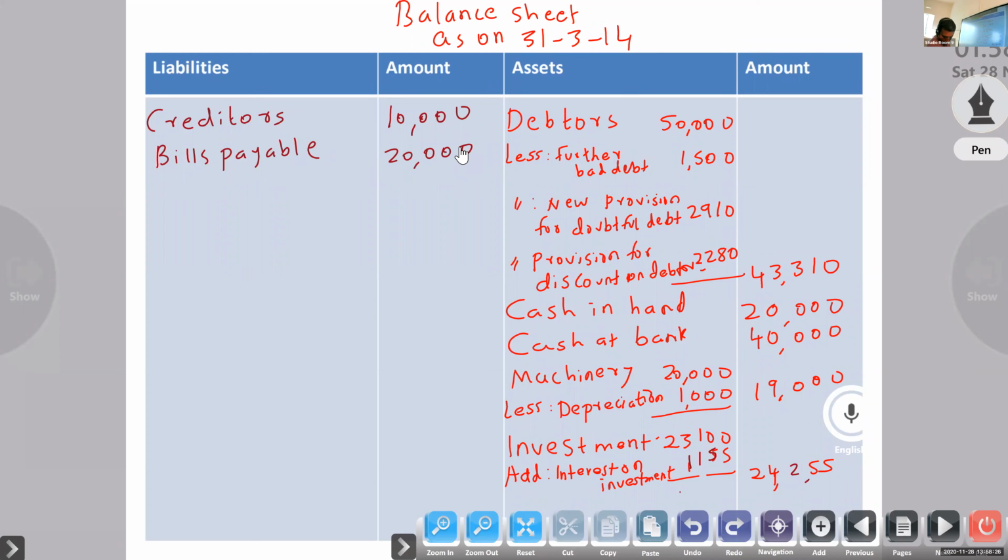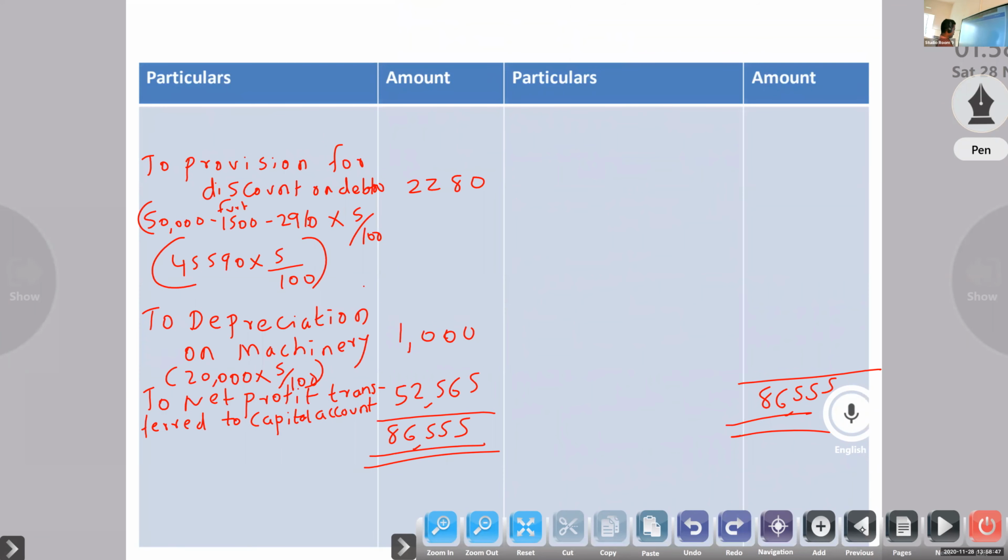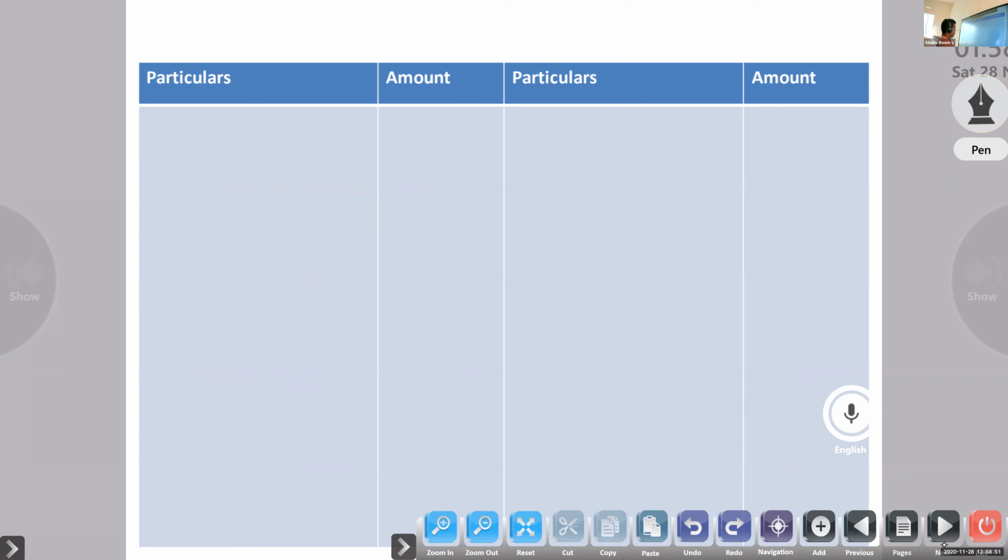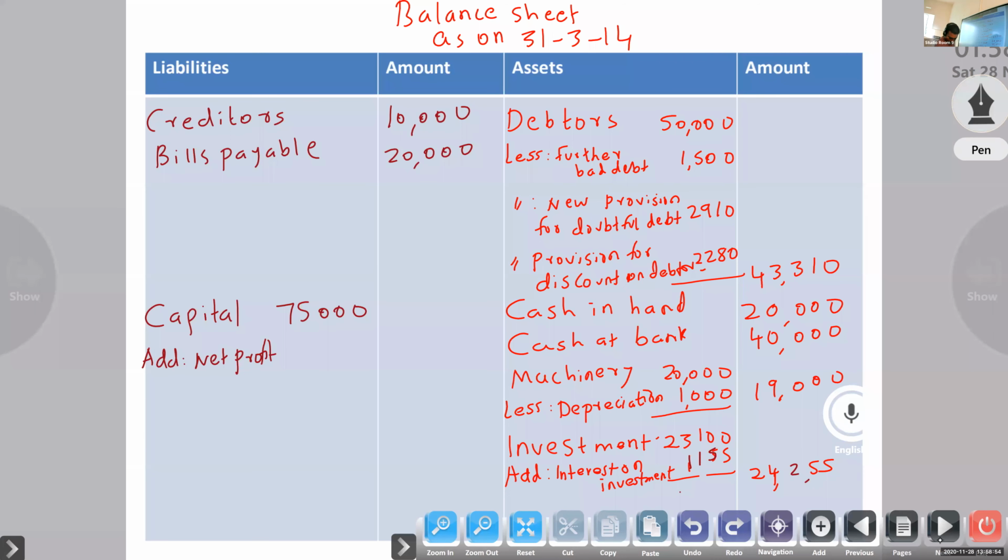Next, capital only. Capital 75,000. Here, net profit. If it is net loss, less. If it is net profit, add. Okay. In the profit and loss account, the net profit we got is 52,565.